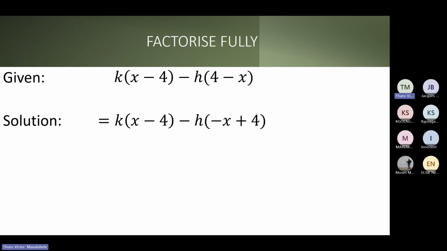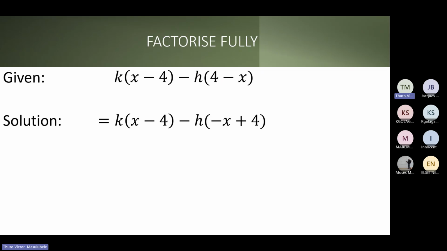And now let us factorize the next expression. If you are given k multiplied by x minus 4 minus h multiplied by 4 minus x, the first thing we need to do here is to rearrange the terms in the second bracket. So if you rearrange the terms in the second bracket, we'll have k multiplied by x minus 4 minus h multiplied by negative x plus 4.